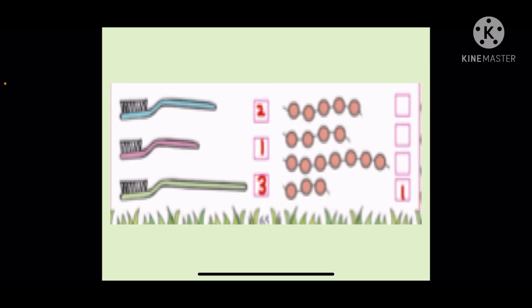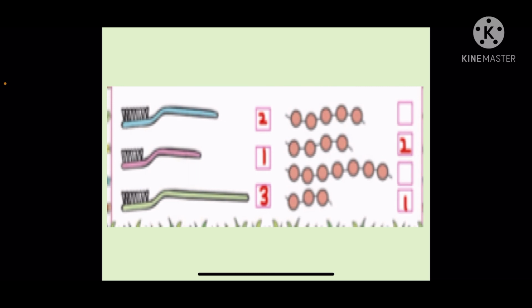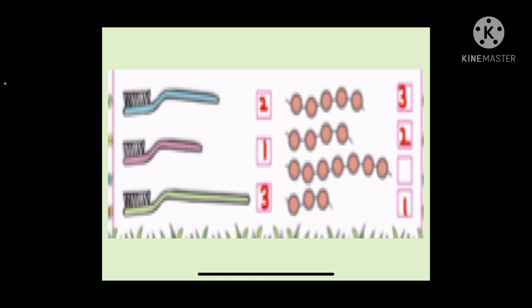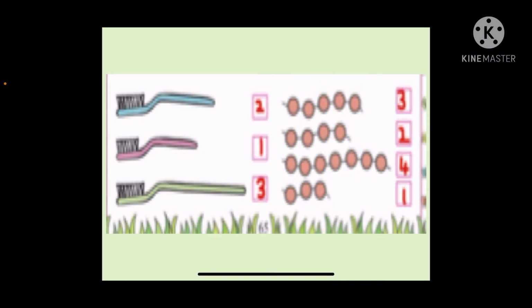Now let's move on to the last sum. Here we have to arrange these beads in their increasing order of the length. Now as you can see, the last string has 3 beads. So that will be number 1. Then the second string we have 4 beads. So that will be number 2. In the first string there are 5 beads. So this will be number 3. And in the third place there are 7 beads. So this will be number 4.